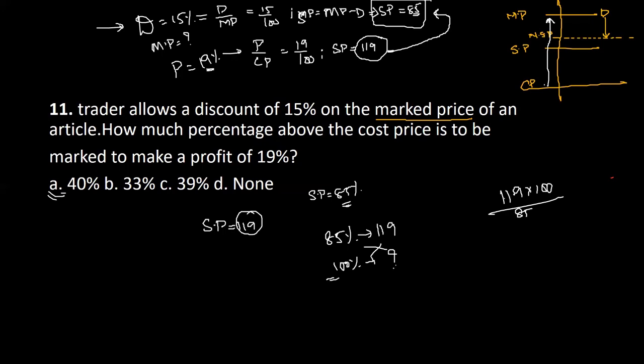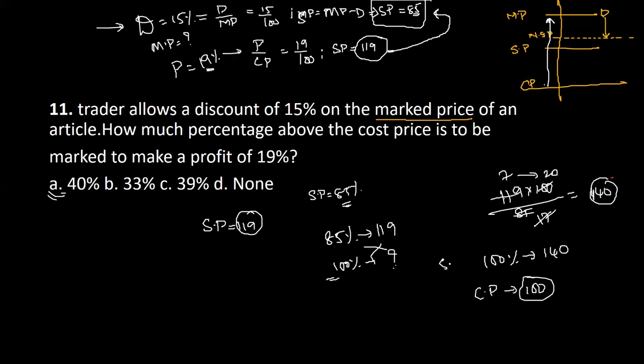Is 119 a prime number? No, it's not. 17 into 7, I guess. So this will be 140. It actually had to be 100. This 100% is 140. But you considered that cost price is 100, right? Cost price is 100. Then the selling price that you received is 140. Now what is the profit percentage? 40%. Yeah, right?